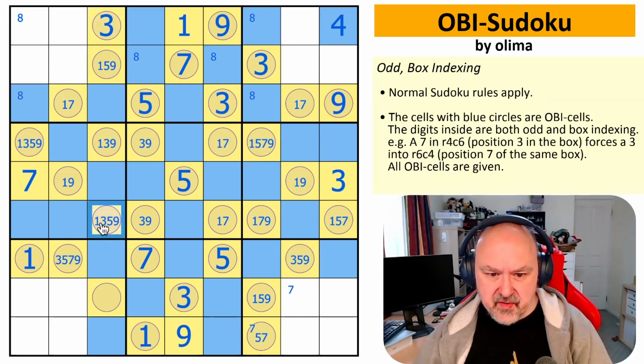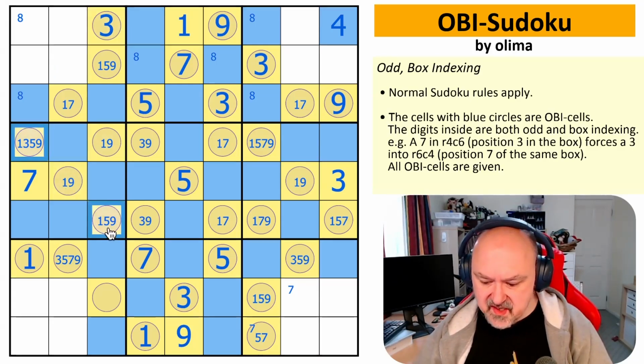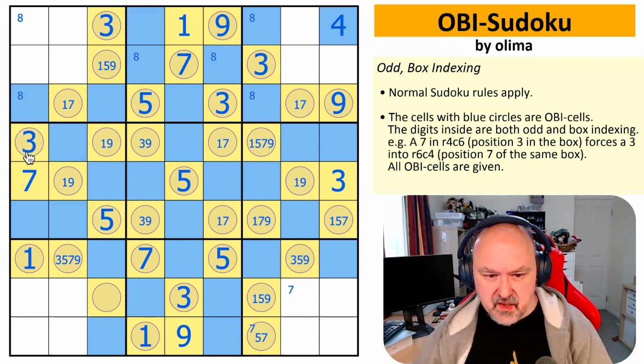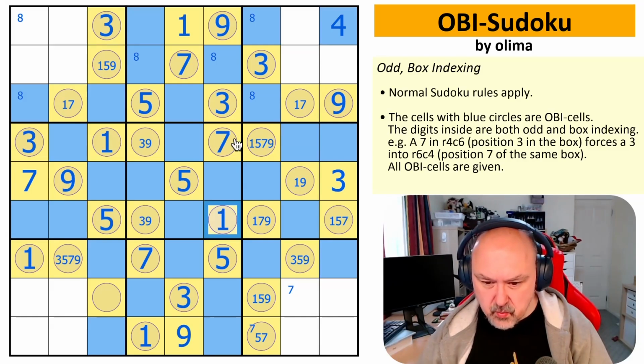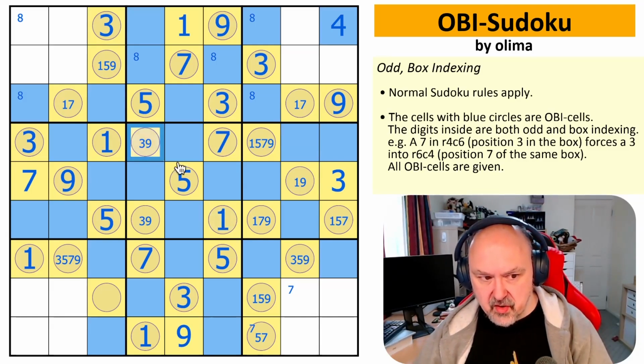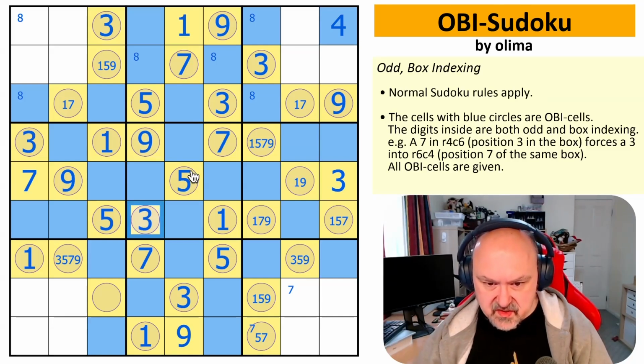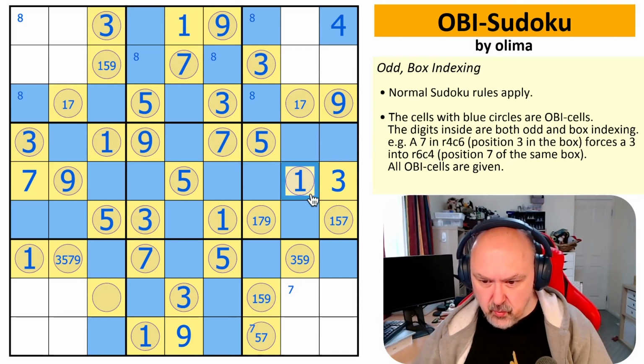So this is now a 3, taking 3 out of both of those, giving me a 1, 9 pair, taking 1 and 9 out of there. This becomes 5. This becomes 3. This makes this a 1, which makes this a 9, which makes this a 7 and this a 1. Now this is saying that I have to put a 9 in 1, so this becomes the 3. This is now a 5, making this a 1.